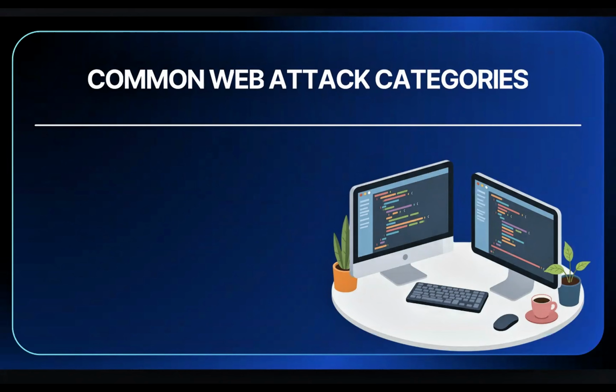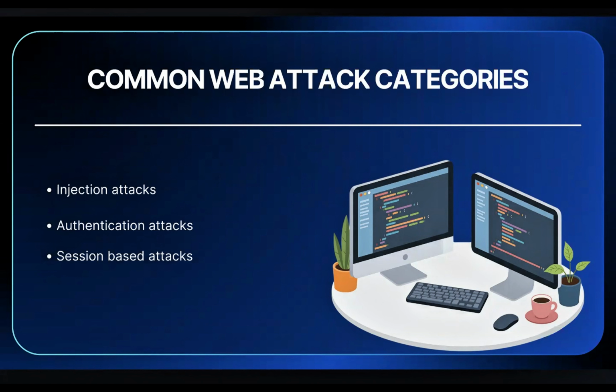What are the common web attack categories we have? Web attacks usually fall into a few major categories. The first one is injection attacks, and this one targets input handling. Also, we have authentication attacks that target login and access. We also have session-based attacks, and these target logged-in states. And we have logic and configuration flaws that target design and setup weaknesses.